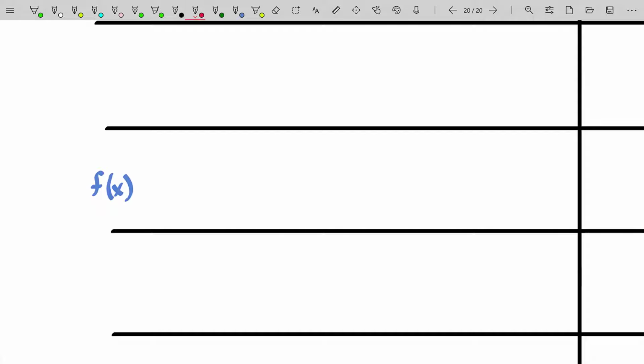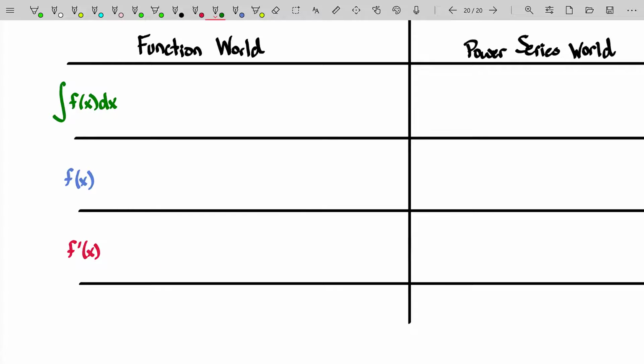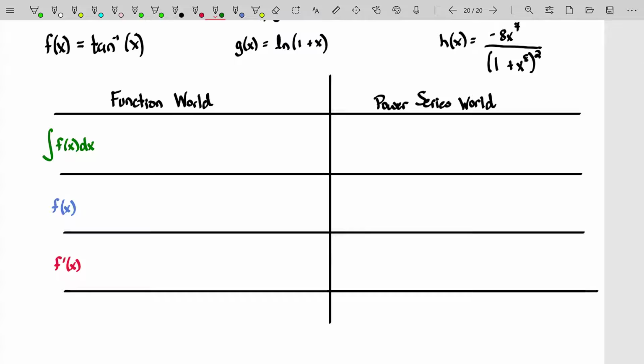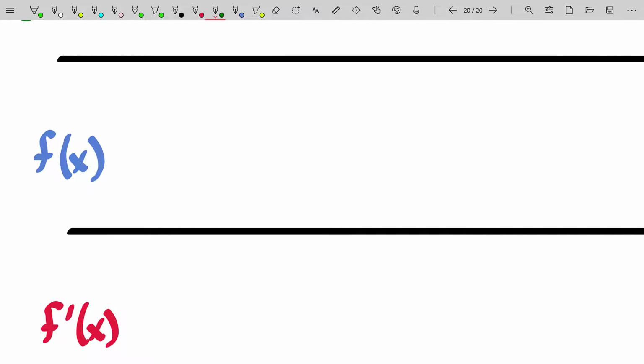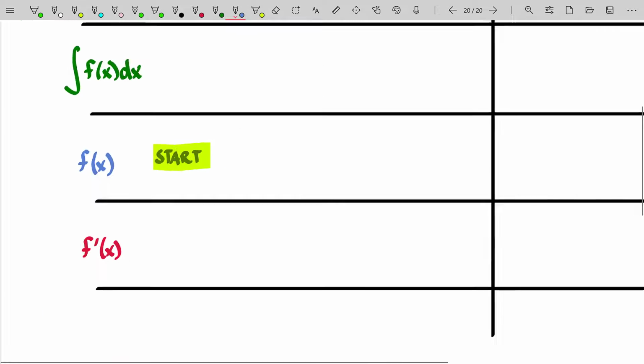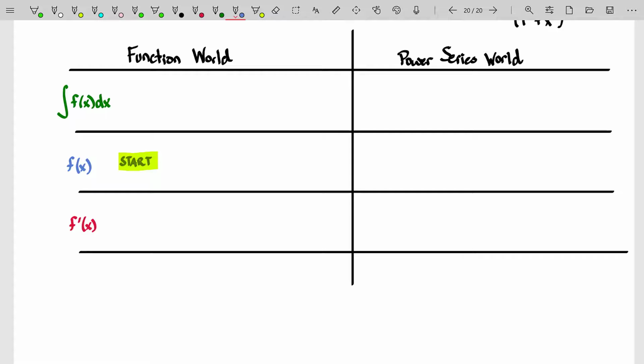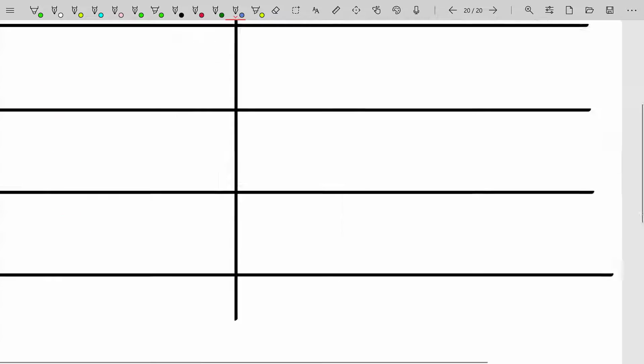The bottom row I'll call f prime of x, and the top row I'll call the integral of f of x. Now, generally speaking, you're starting in that middle row. Somebody hands you a function, they say, I need to find the power series representation of that function. Like these three functions up above, somebody hands me a tan inverse or a natural log of 1 plus x, or an h of x equal to negative 8x to the 7th over 1 plus x to the 8th squared. So that would be my original function. So I'm going to start here. And if I want the power series representation of that function, then I definitely want to end over here.